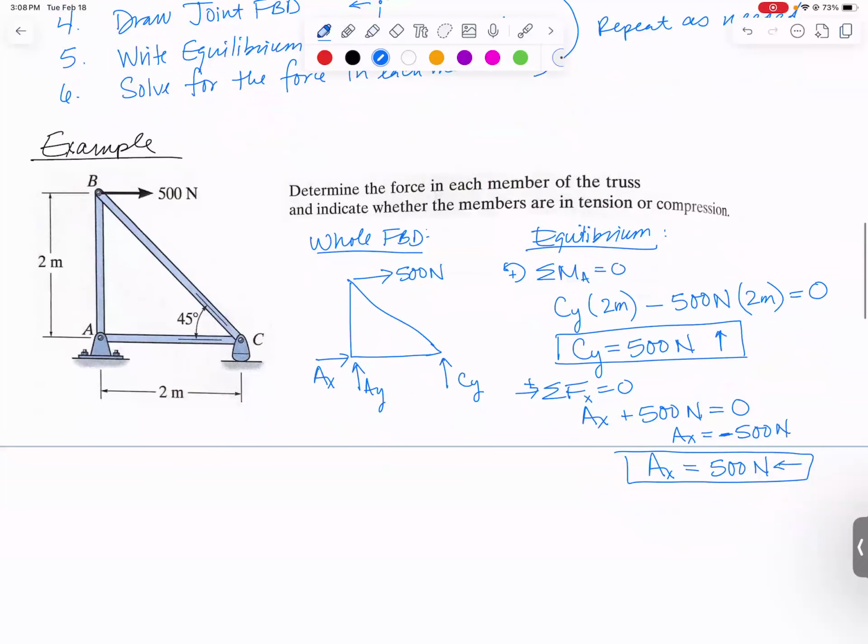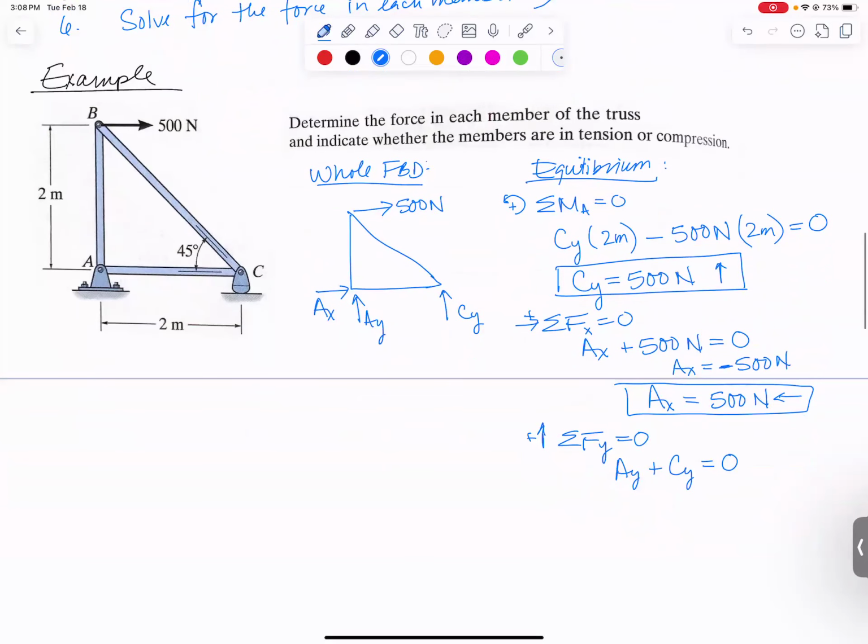And then finally, if I sum forces in the Y direction, I will have AY plus CY equals 0. Well, CY was a positive 500. So I get that AY is minus 500 newtons, or AY is 500 newtons. It acts downward. So now that we've done the first 3 steps, the whole free body diagram and equilibrium to find the reaction forces, now we can go and analyze joints.